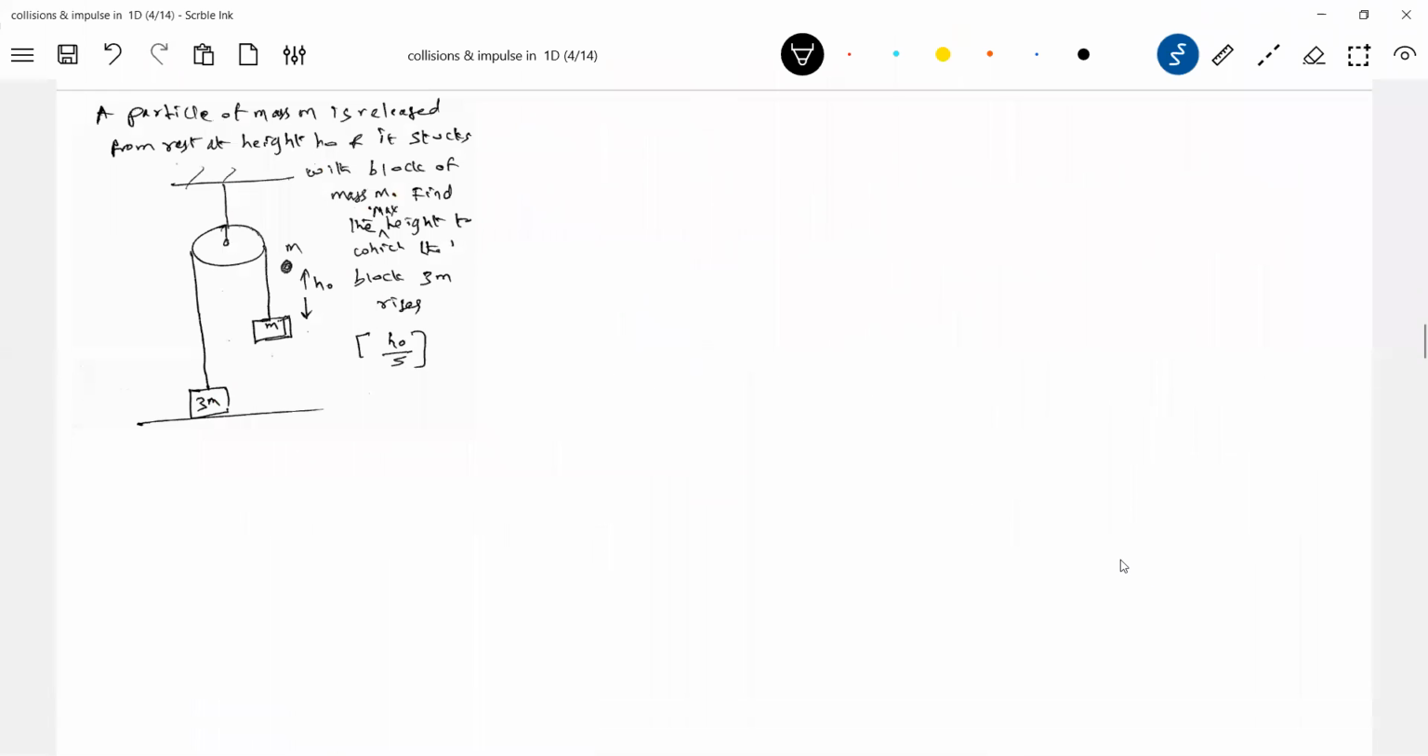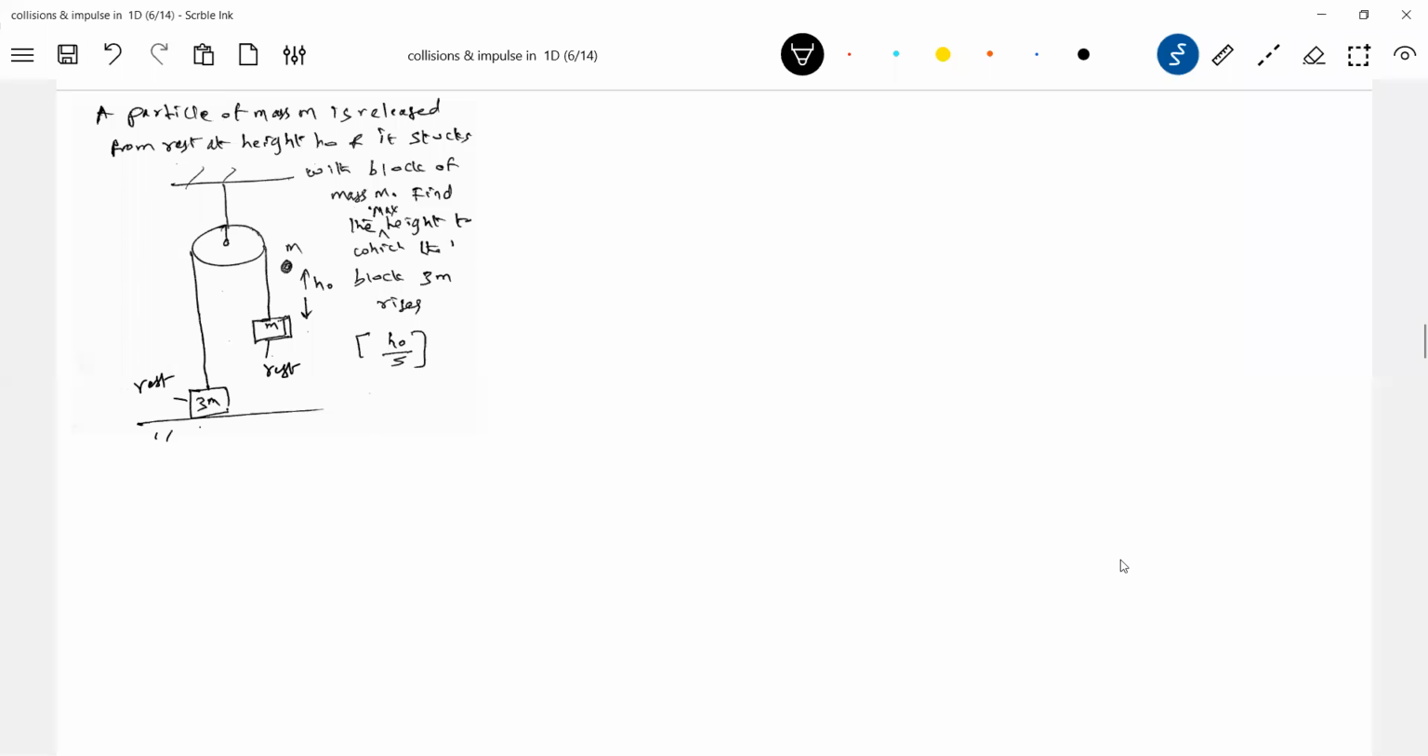Let's take some other problems here. Initially they are at rest. Read the question. You get two types of numericals: one where they discuss only the velocity of the block, and others where they ask about energy, where you should be very careful. A particle of mass m is released from rest at height h naught, and it sticks with the block of mass 3m. Find the maximum height to which the block 3m rises from the ground.